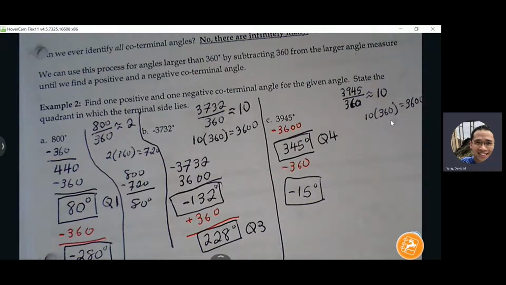And so today, we're going to review a bit more with coterminal angles, but the last topic that I want to go over is called reference angles. Reference angles. So let's go to page 21 and let's talk about definitions.